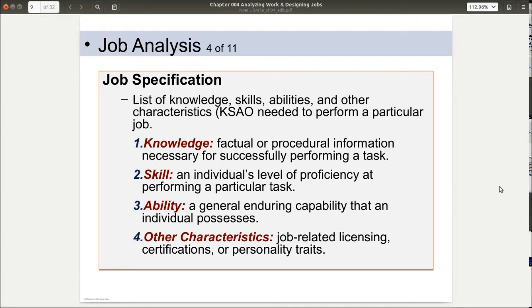You also will need to put together what's called a job specification. Now, the job specification, as it says here, is listing the skills, knowledge, and abilities that go along with that particular job. What kind of information does the person have to know? What kind of skills does the person have to bring to it? General abilities, in other words, can they read, can they communicate, things like that. And then any other kind of characteristics that might be necessary. Maybe some sort of a licensing. So, for example, if you're talking about nursing, they have to be licensed.